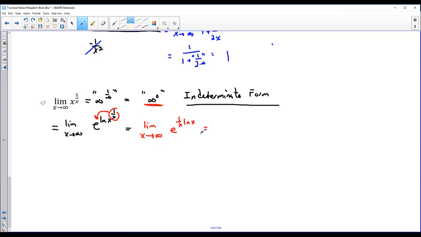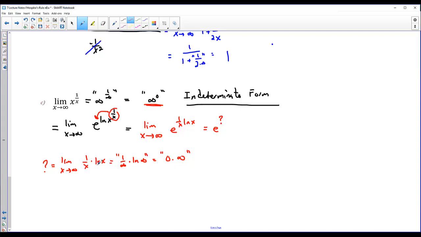And so this is going to be e to some number as x goes to infinity. We want to figure out what that number is, so we'll put a question mark here. It is equal to the limit as x goes to infinity of 1 over x times ln of x. So now let's see what happens when you plug in infinity. You get 1 over infinity times ln of infinity. And that's really 0 times infinity, which again is another indeterminate form like we did before.